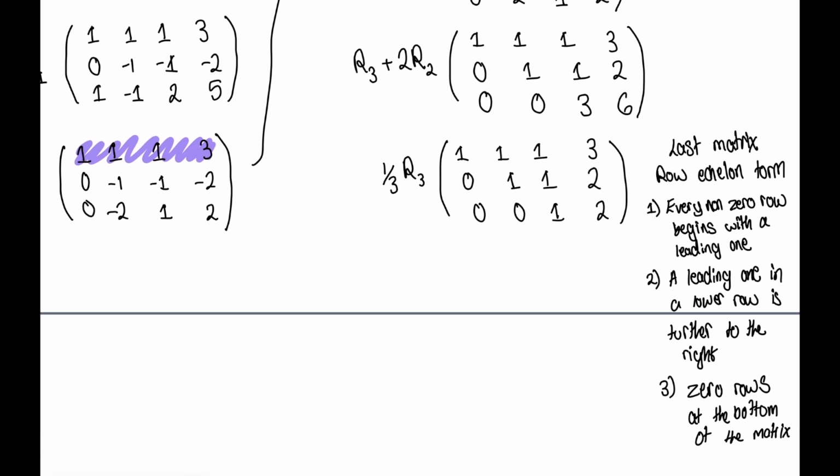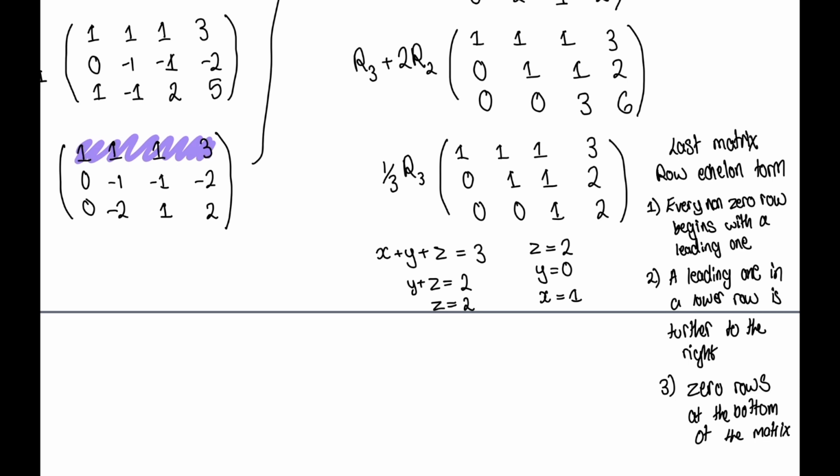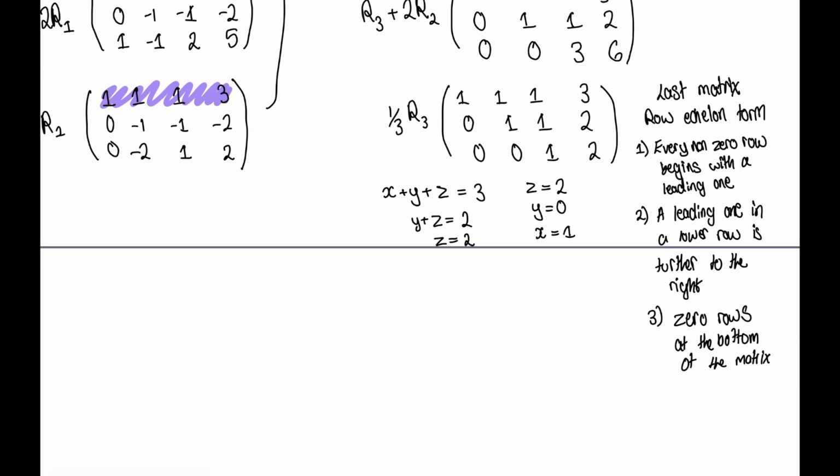Now this matrix reads x plus y plus z is equal to 3, y plus z is equal to 2, and z is equal to 2. It is fairly obvious to see that we have z equals 2, y is equal to 0, and x is equal to 1 as our solutions. But we can continue with this process so that we can read the solutions to our system of equations directly from this matrix.